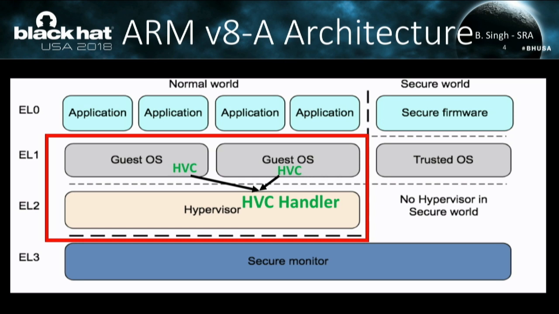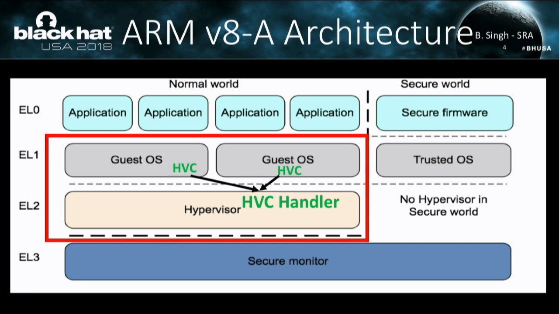If the OS wants to request some service from the hypervisor, there is a special instruction called HVC, that is hypervisor call. When this instruction is executed, it results in a synchronous exception, and these exceptions are handled by the hypervisor. The hypervisor has handler code in it, and through that exception handler, the hypervisor services the request. So this is how communication happens between the OS and the hypervisor.